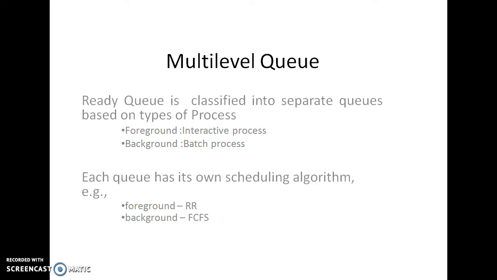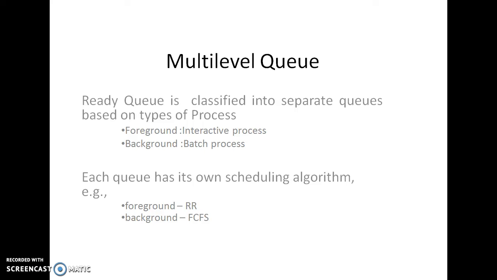So what is a multi-level queue? In multi-level queue scheduling, the ready queue is classified or grouped into different queues based on whether the process is a foreground or background process. And each queue will have its own scheduling algorithm. For example, for all the foreground processes, since we require interaction between the process and the user, we apply round robin, and for the background processes such as batch process or student process, we apply first come first serve.